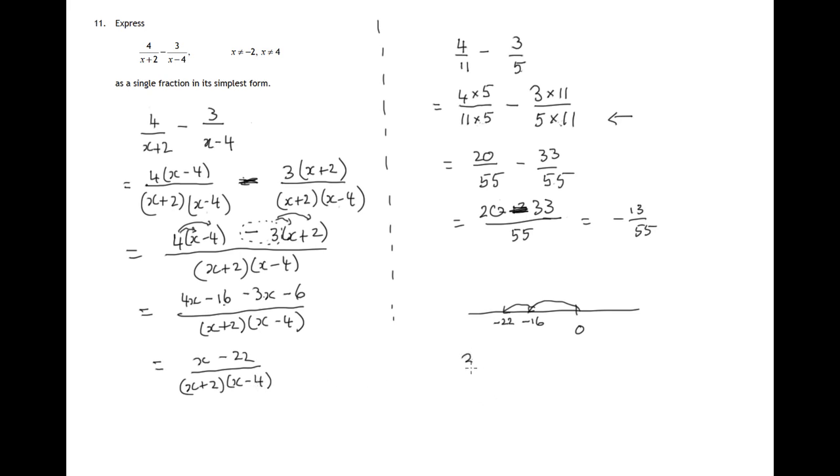The only way we'd be able to do cancelling is if we ended up with an answer that looked similar to this, where, gosh, there's an x plus 2 factor in top and bottom. We can divide top and bottom of this fraction by x plus 2 and we'd be left with 3 over x minus 4. That's not the case here. That's the final answer.